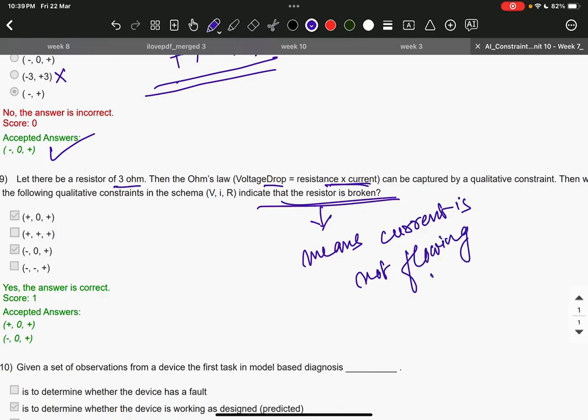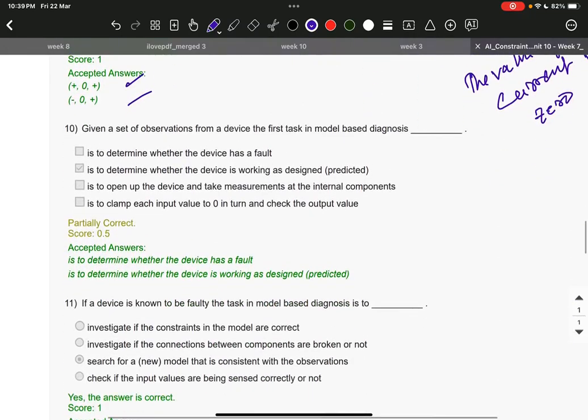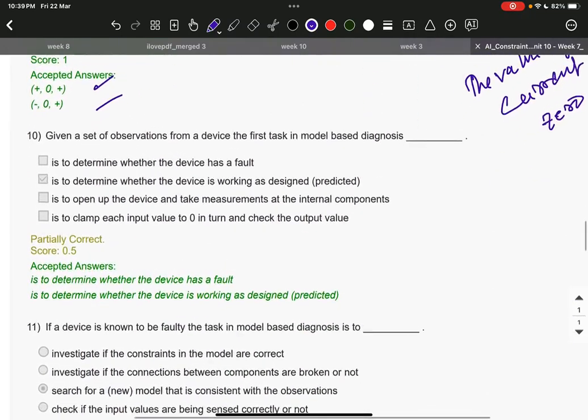Current is not flowing means the value of current is 0. Here 0 is on this one, 0 is on this one. That's why I've taken this, because the 0 value is there. Hope that is clear. I'm explaining things in the simplest way.